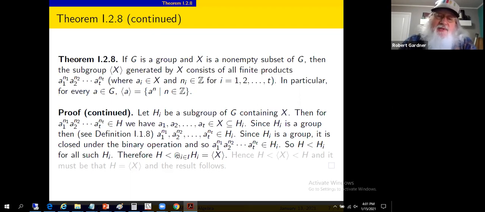H is a subgroup of the intersection of the H sub I's, but wait, that was by definition the group generated by the set of elements in X. So we've got equality here by the definition of how the group generated by the elements in set X is defined. And now we've got H as a subgroup of this particular group. Previously, we had this particular group was a subgroup of H. So it must be that we get equality here. And H equals the subgroup generated by set X, and that was the claim. We wanted to show the group generated by set X consisted of all elements of this particular form.